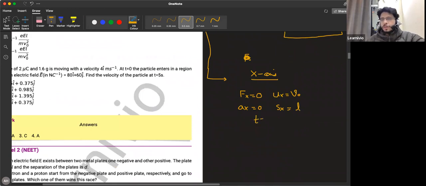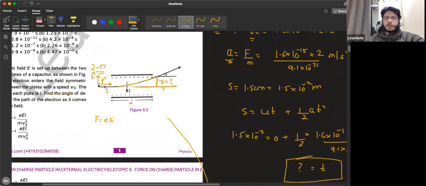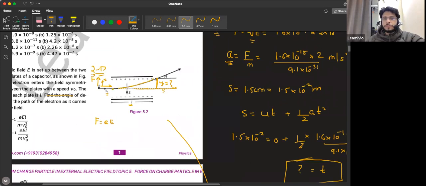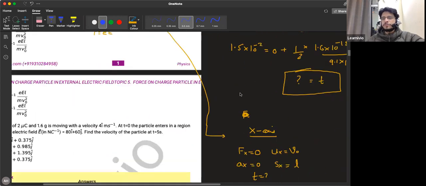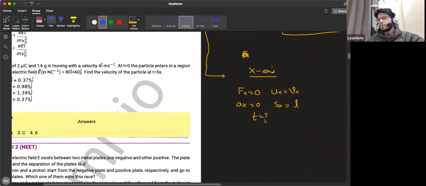You're supposed to calculate time, meaning the time taken by the electron to move from here to here. When the electron moves from the starting of the plate to the end of the plate along the x-axis, it covers a distance L. So this Sx is equal to L, and we're supposed to calculate the time.